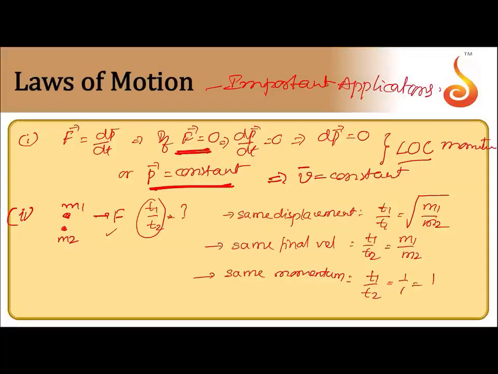That's right. Thus, if you consider two objects of different masses under the influence of the same force, then the ratio of the time required for them to have the same displacement is root of m1 by m2, for the same final velocity m1 by m2, and for the same final momentum 1.